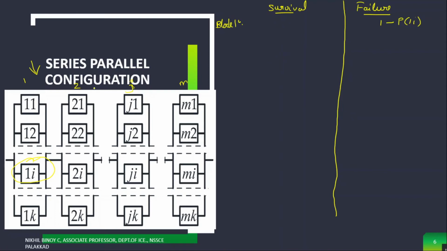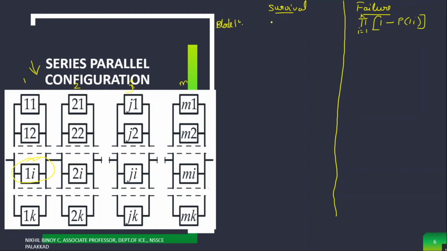Now what we have to do? We have to multiply the probability of failure of each element. So take the product of the probability of failure of k elements. We have the product from I equal to 1 to k, where I is the variable. So the product of I equal to 1 to k, 1 minus P of 1I. That one is the probability of failure of block 1.